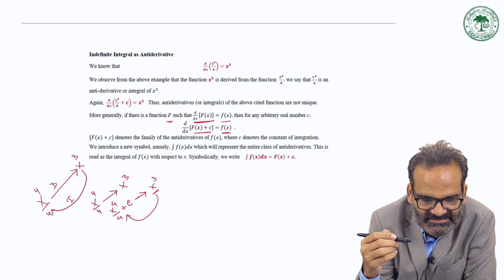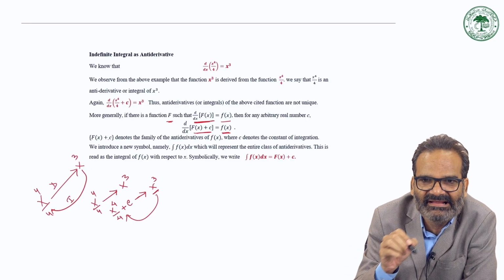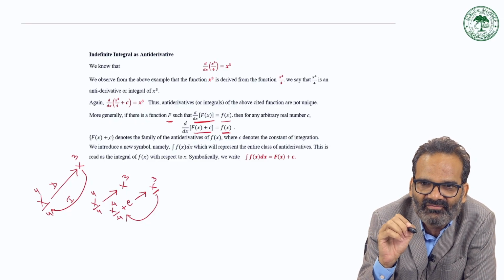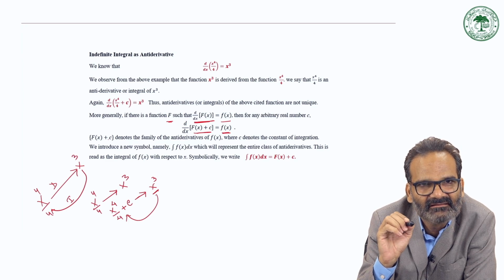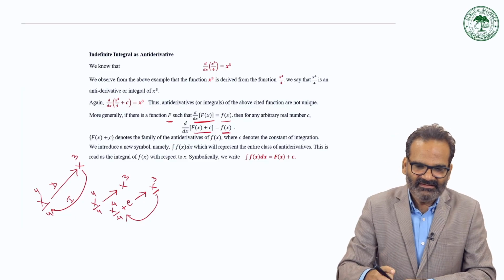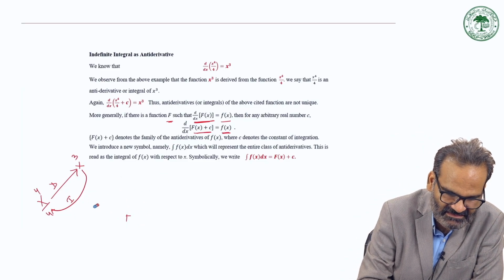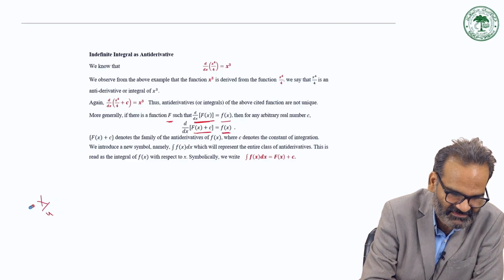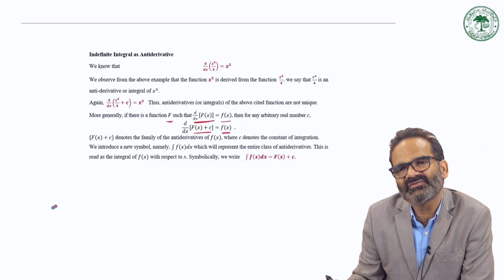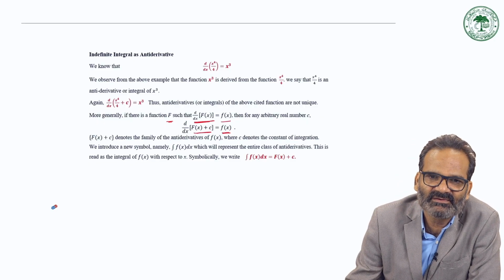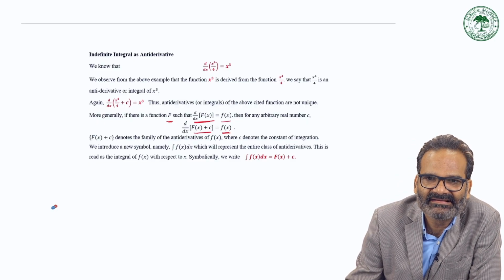So F(x) + C denotes the family of antiderivatives of f(x), or the family of integrals of f(x), where C denotes the constant of integration, right? Clear? After having the idea of this integration, now we will use some notations as we did in case of derivatives. We have a number of notations for the derivatives.